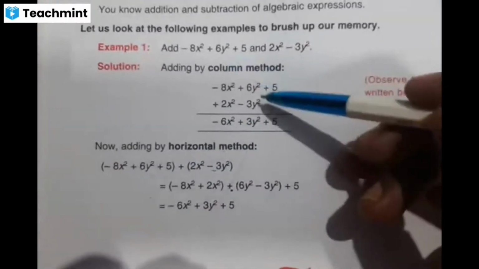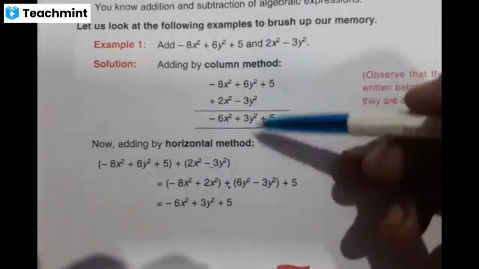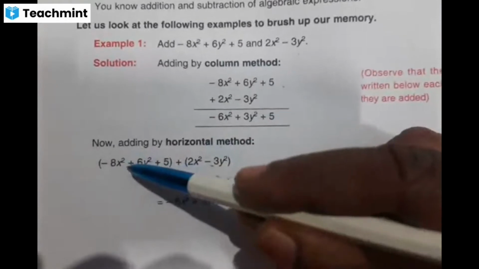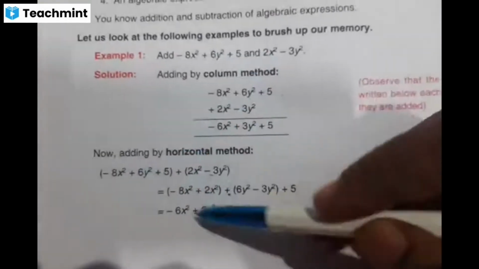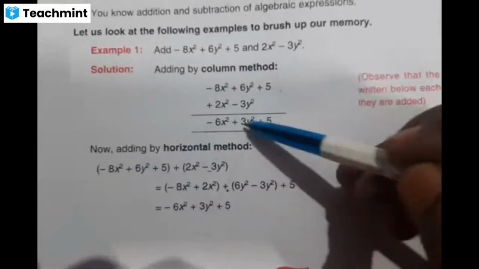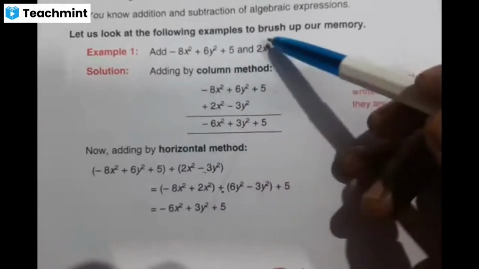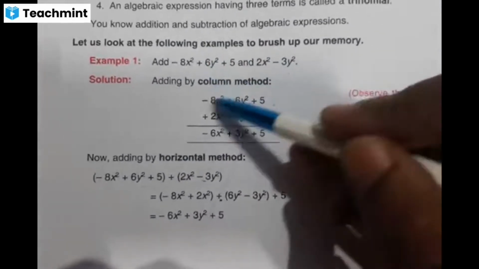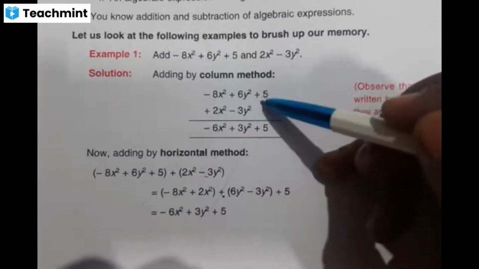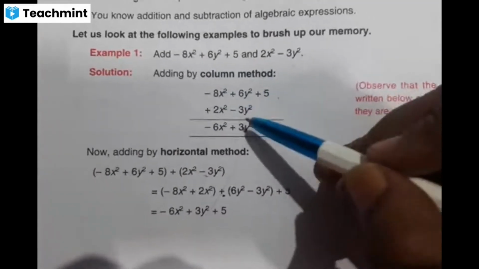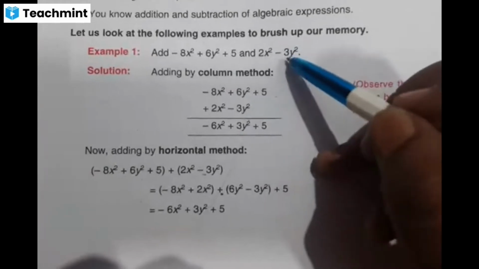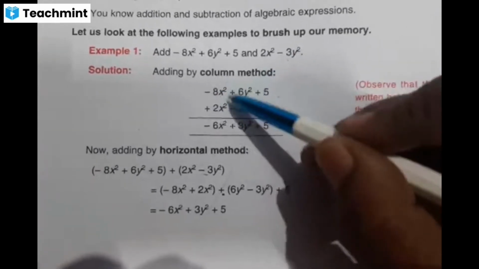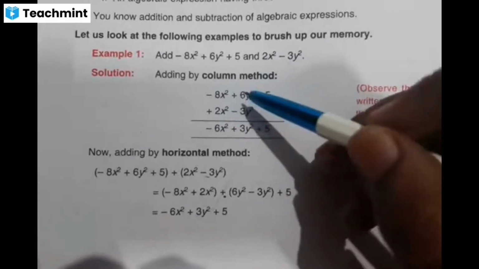Column method means we put them in vertical columns, children. Horizontal means they are in a straight line. You have to remember it in this way. Now you know how to add two algebraic expressions. When you write an algebraic expression, below it you have to keep the next algebraic expression in such a way that the terms are like terms.